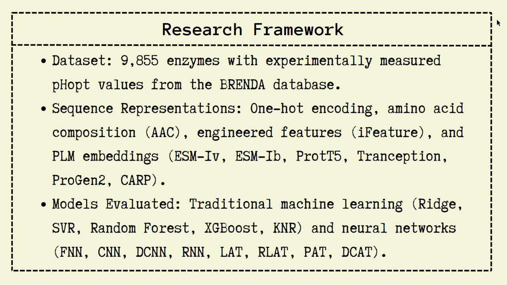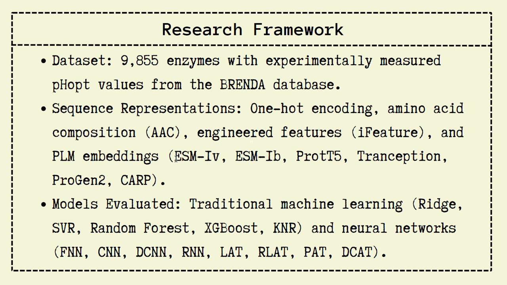For the dataset, they used a database called Brenda, which is the Braunschweig enzyme database. They used approximately 9,800 enzymes with experimentally measured optimum pH values. The sequences were represented in several ways. One was encoding amino acid composition, engineered features, and embeddings from advanced protein language models, which are given in the bracket here, like ESM1B, ESM1V, ProtT5.